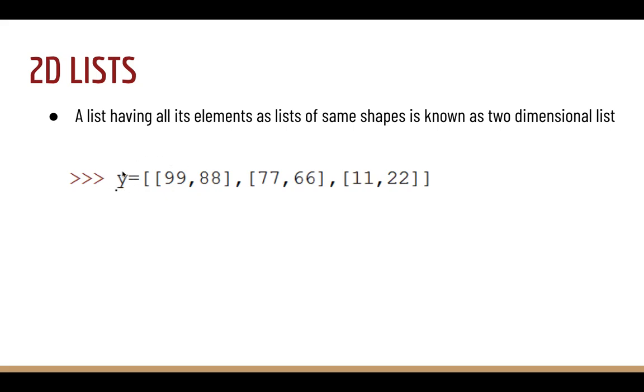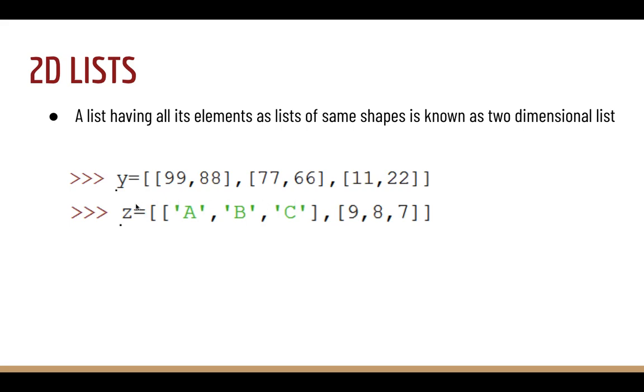Now, let's consider this list y. Within this list y, we have 3 more lists. That means it is a nested list for sure, because within one list we are having other lists. And what is the shape of the first item? The shape is, it has 2 elements. What is the shape of the second item? Shape is, it also has 2 elements. Similarly, for the third item, the shape is also 2. So, since its shapes are same, therefore it comes under the category of two-dimensional list.